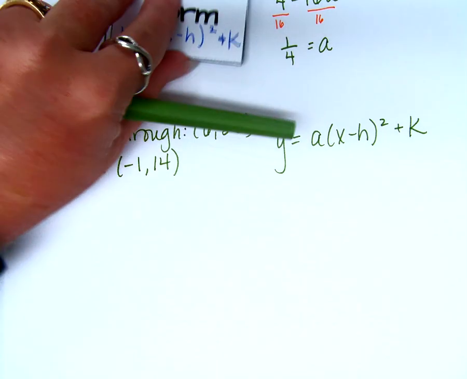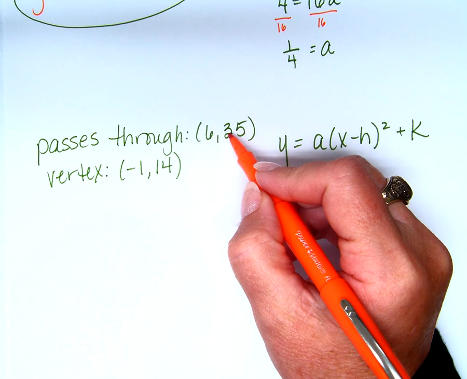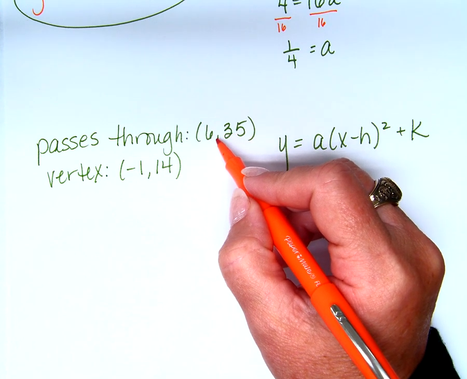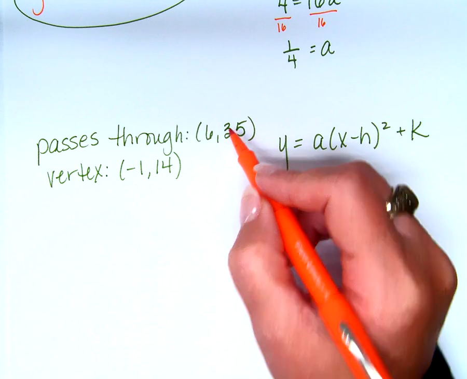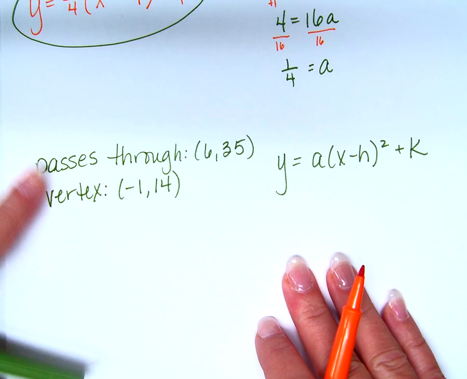So let's label what we know. So this is hk. Oh, see, I tried to trick you, right? You didn't let me trick you, did you? Why is this not hk? Oh, that's x and y. So why did I give you the vertex first, and here passes through first, and this the vertex first?